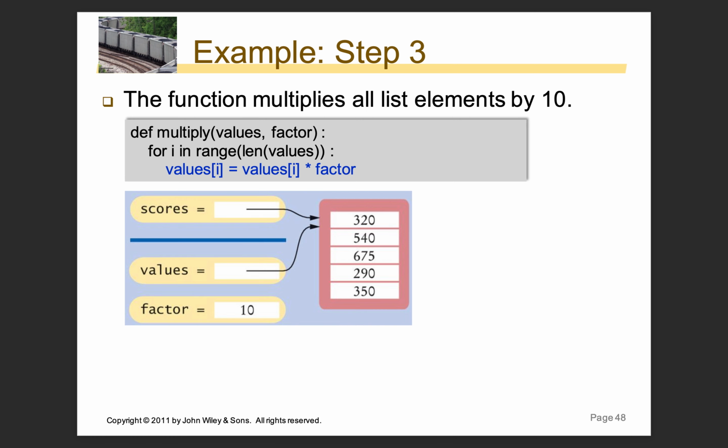So then when we do the multiplication, we're changing the data in values. We follow the reference, we take 32, multiply it by 10, which is 320, and then we update the value in the values list. So we follow the reference and we update the value. It's now 320. We repeat for 54, 67.5, 29, and 35. So this produces 320, 540, 675, 290, 350.